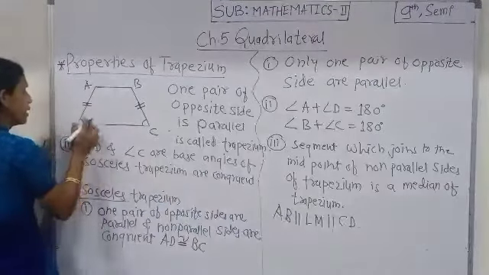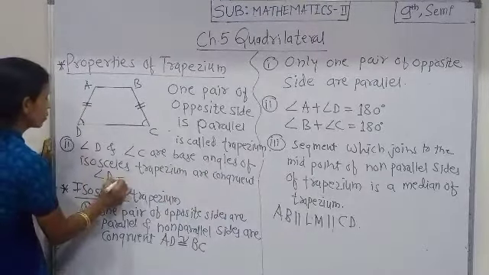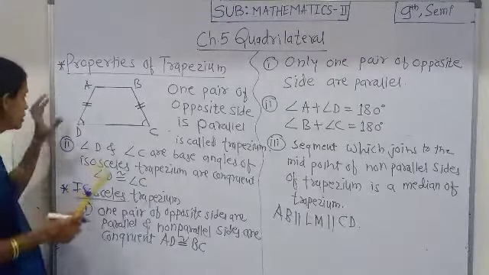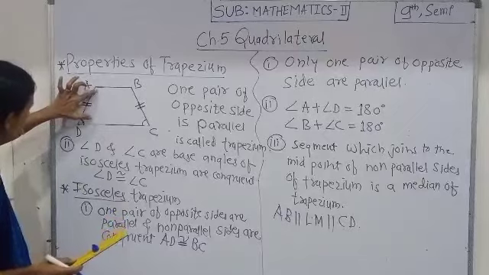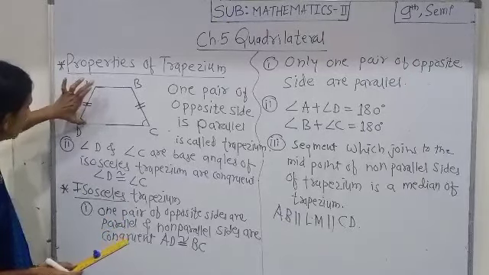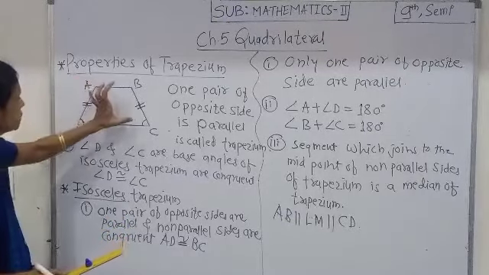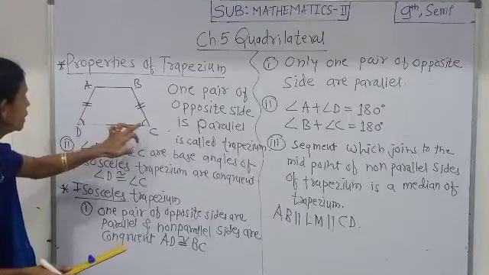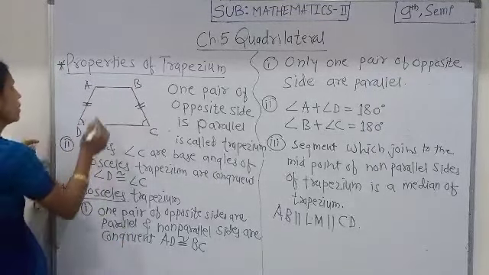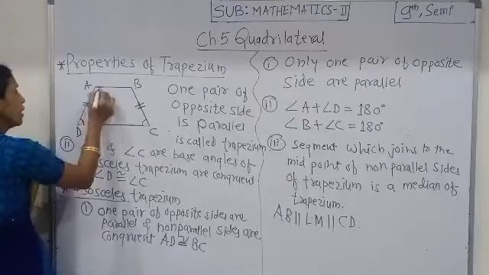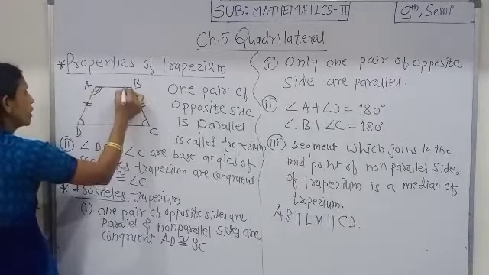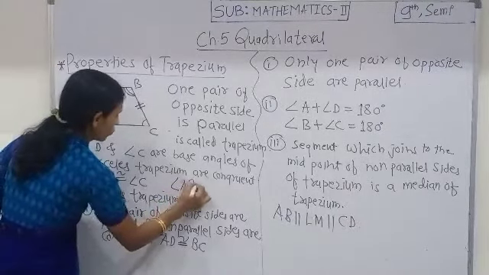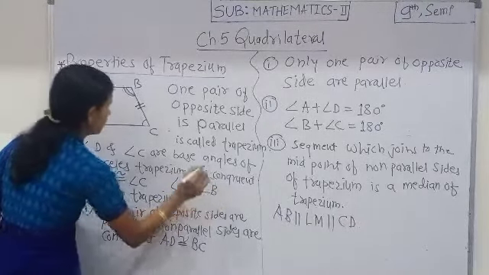That means here angle D is congruent to angle C. As angle A and angle D are supplementary, as well as angle B and angle C are supplementary, and angle D and angle C are congruent, therefore angle A is congruent to angle B.